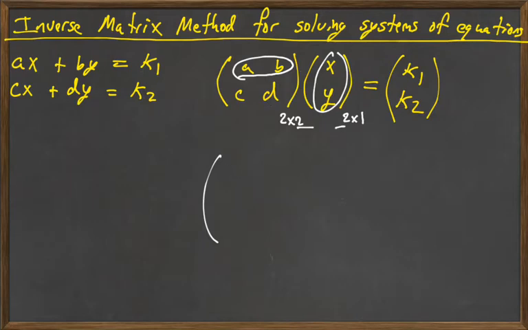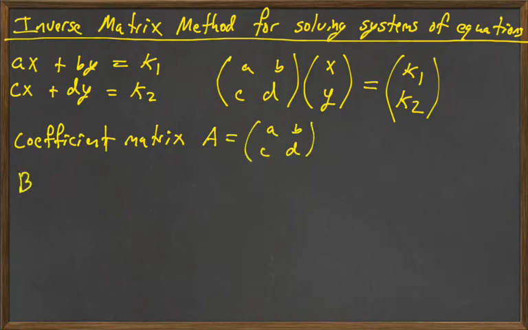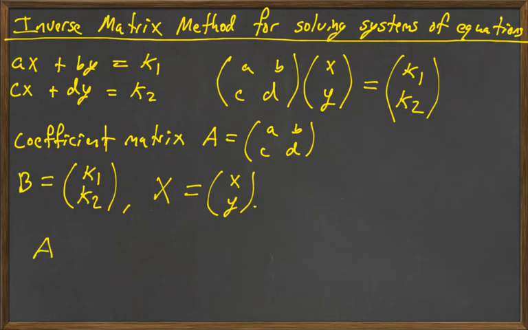And so let's go through and kind of go through the shortcut for doing the inverse matrix method. So we don't set this up every time. So we're going to call the coefficient matrix that first matrix, which is the A, and that'll be A, B, C, and D. B is going to be the constants equal to on the other side. X will be the X and Y. And so what we're going to do is we'll write this same equation with matrices, so it's AX is equal to B.